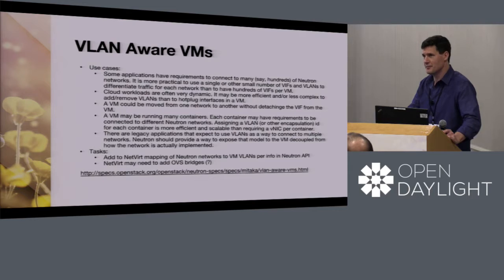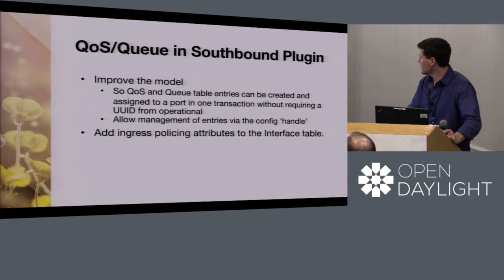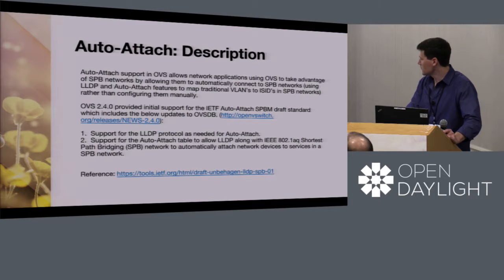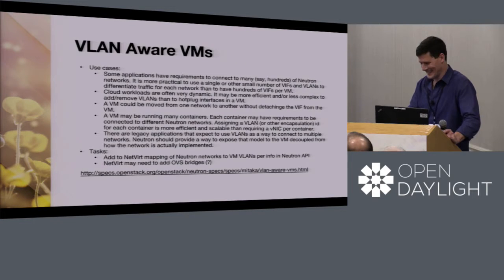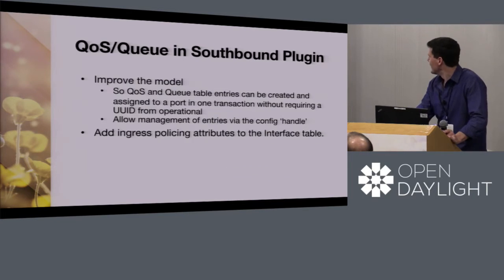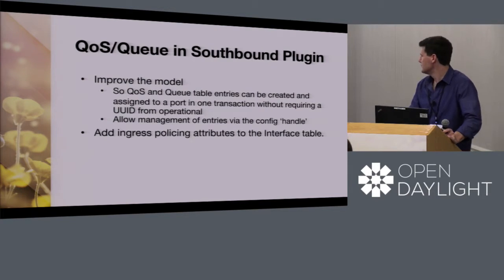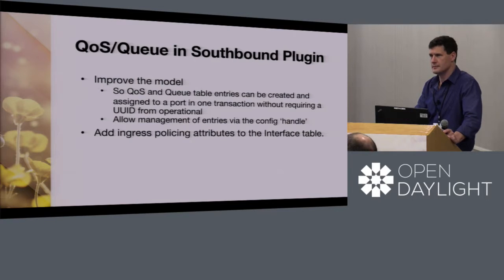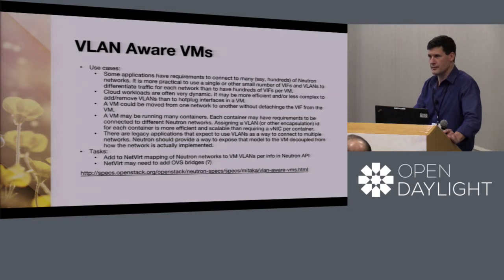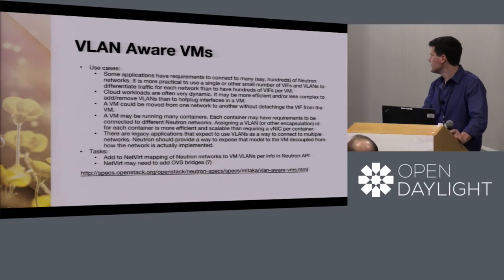VLAN aware VMs. Do you want to talk to it? So the idea of doing this QoS support in the Southbound is so that you could use an application run towards their application, but the idea was to support the OpenStack QoS. Yeah. VLAN aware VMs, I believe.